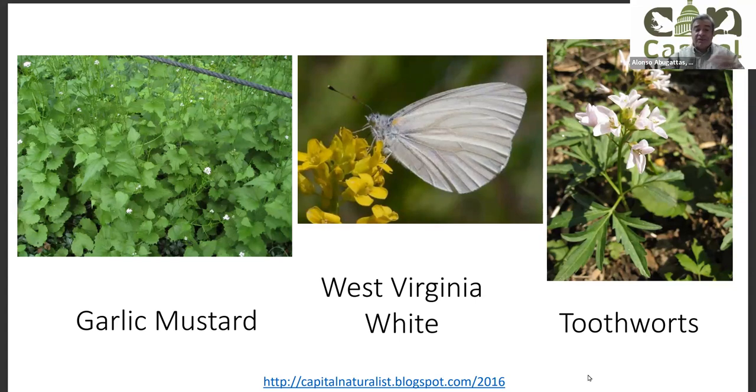Except garlic mustard also has mustard oils. It lands on there, tastes it. Ah, mustard oils. I'll lay my egg there. Except the garlic mustard is not a toothwort. And when they lay their eggs on the garlic mustard, the butterfly dies. As garlic mustard slowly spreads into an area, not only is it out-competing our natives, it's also killing off the West Virginia white butterfly. Just one example of why you do not want to introduce non-native species and things like that.